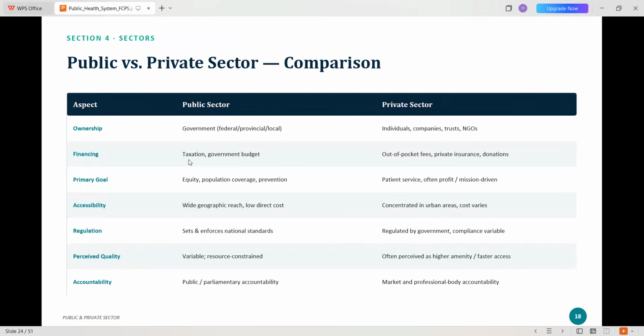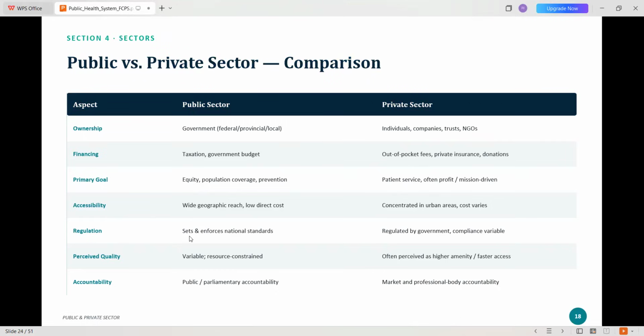Financing in the public sector is through taxation and the government budget, whereas in the private sector it is out-of-pocket fees, private insurance, and donations. The primary goals of the public sector are equity, population coverage, and prevention, whereas in the private sector they are patient service, profit, and mission-driven. Accessibility: the public sector has a wide geographic reach and low direct cost, whereas the private sector is concentrated in urban areas, and its cost varies.